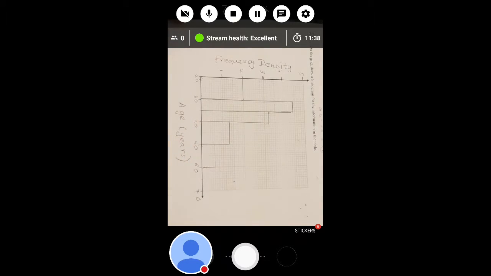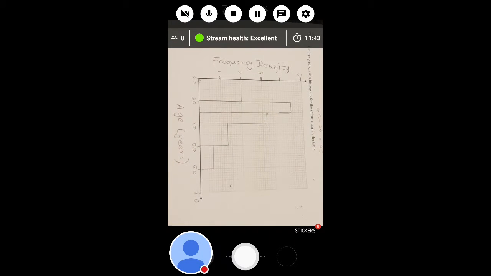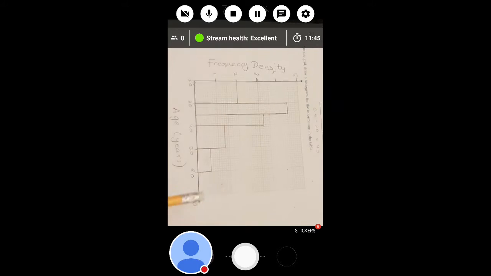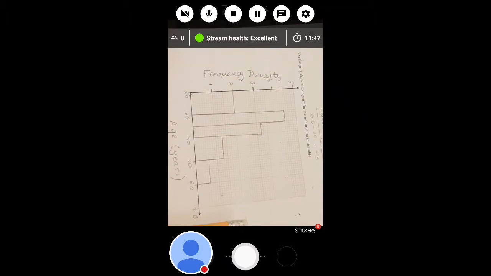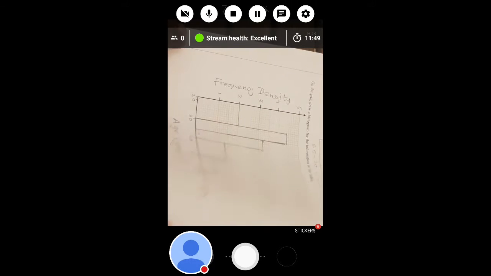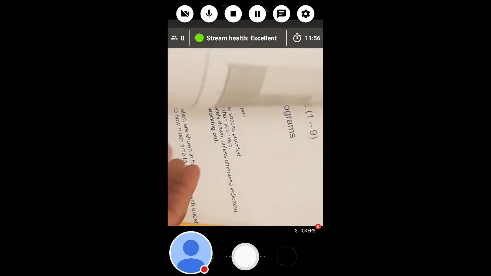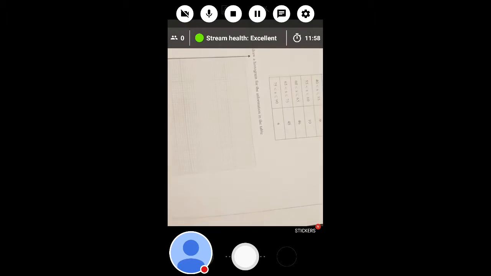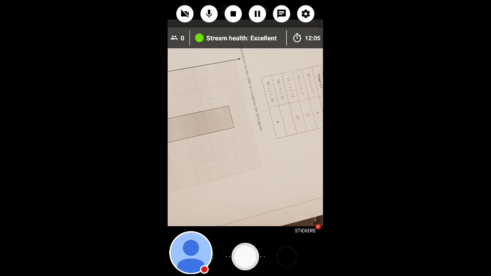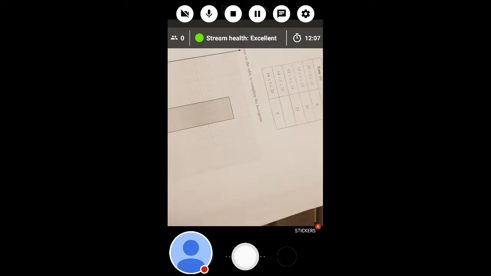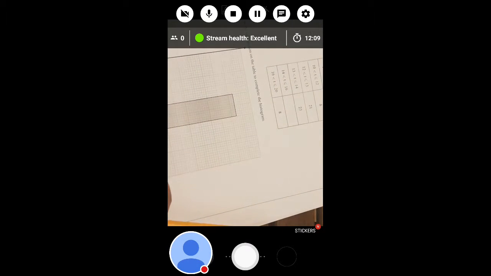And there we go. So that's the histogram for the first question. We can move on to the second one. I won't do question number 2 because I've gone through question number 1 and it's pretty similar. I won't do question number 3, but I will do question number 4.